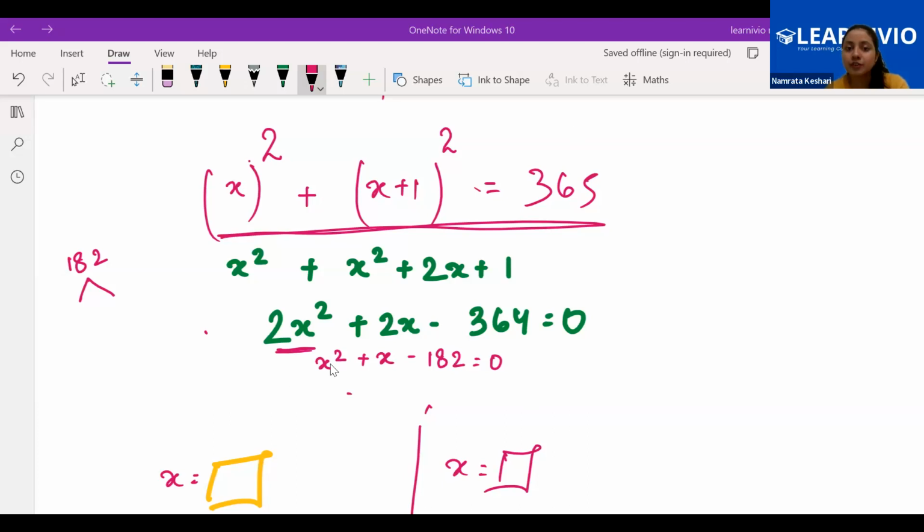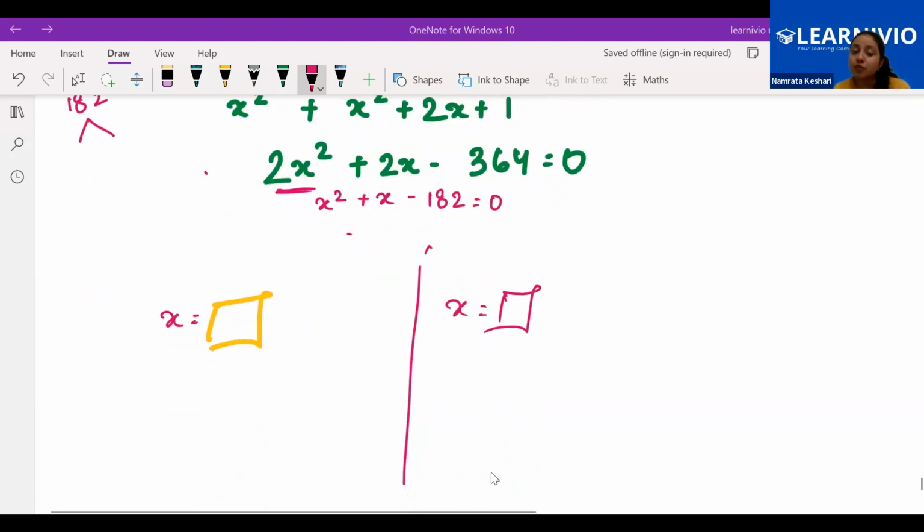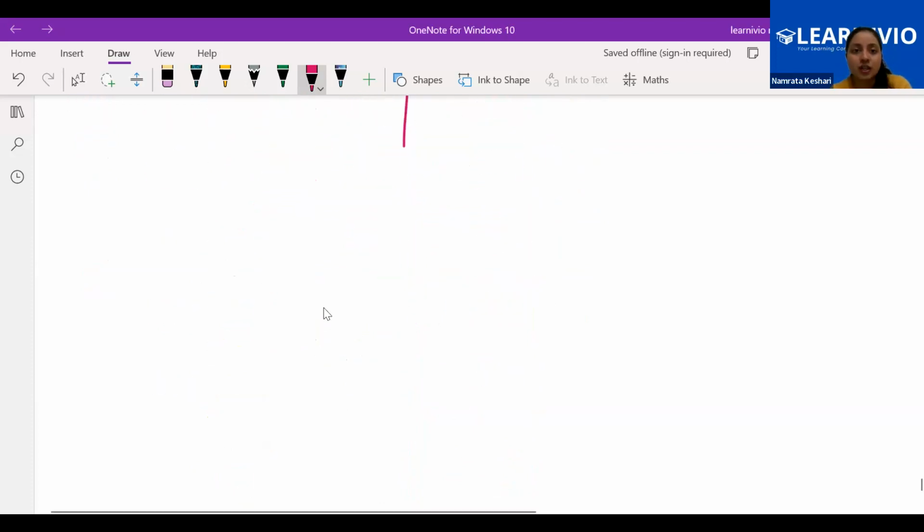Okay, please do it from here. Find two different x values, and then the next consecutive integer also you have to find for each case. Okay, let's do the next question, which I want to discuss with you all.